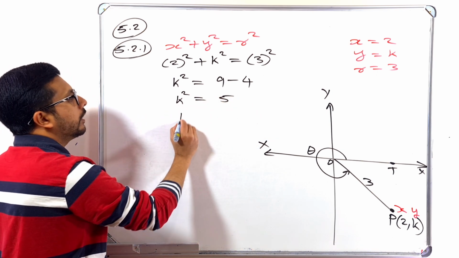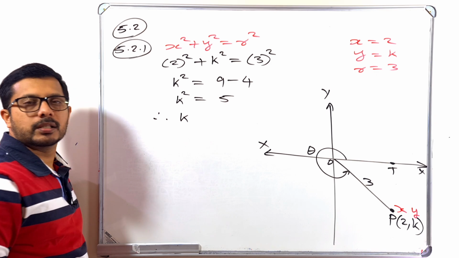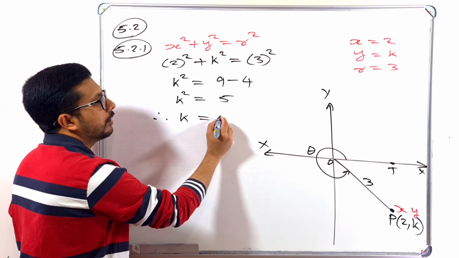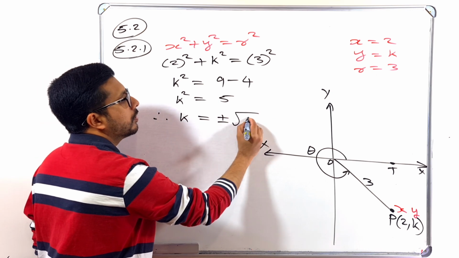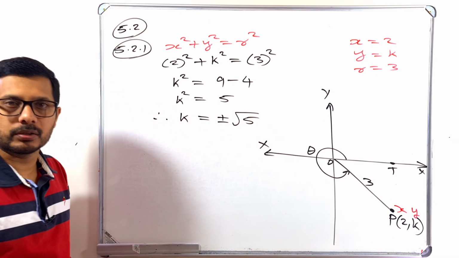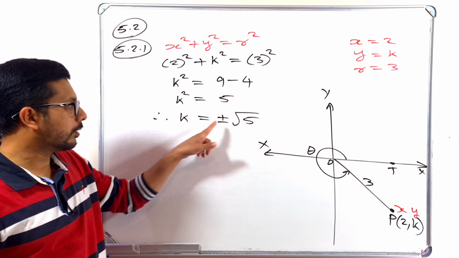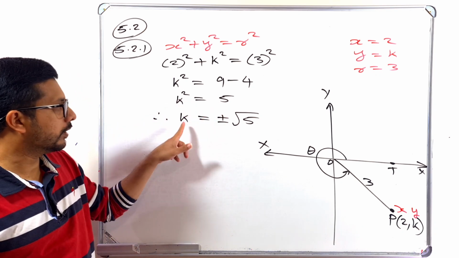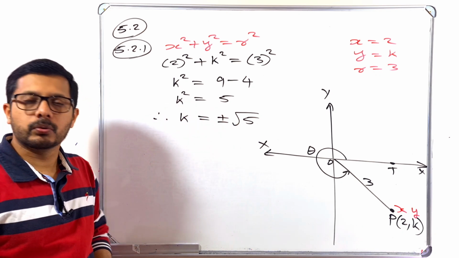So what is k? k squared is 5, so k is plus or minus root 5. You have to write both answers, either plus root 5 or minus root 5. k squared is 5, then k is equal to plus or minus root 5.